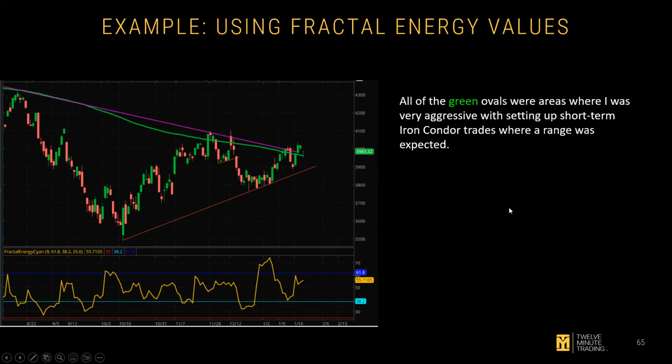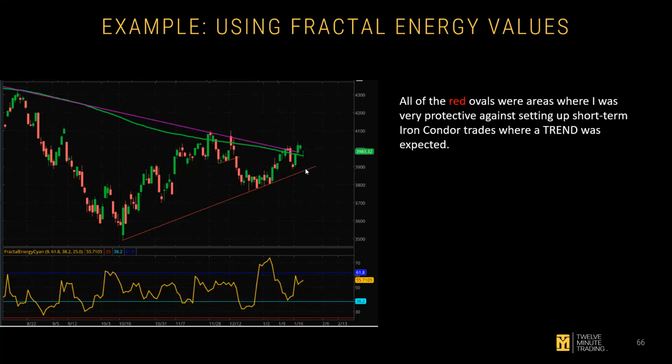So all of the green ovals in this chart are areas where I was very aggressive with setting up short-term iron condor trades where a range was expected. These show exhaustion. And this is very simple to do. This is where we had exhaustion, expecting some range in here. Here's exhaustion, expecting some range. Each one of these, we said range. Each one of these gave us range. Okay, but don't overstay. You're welcome.